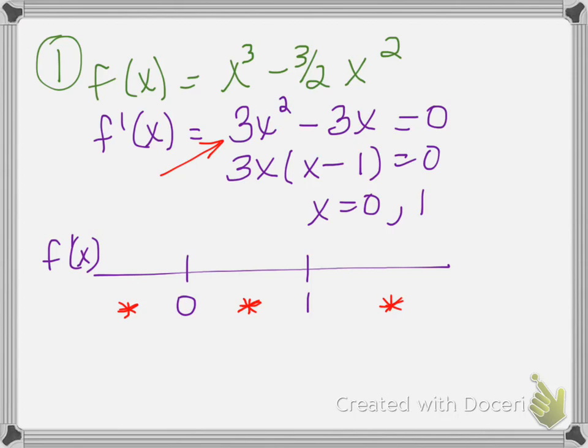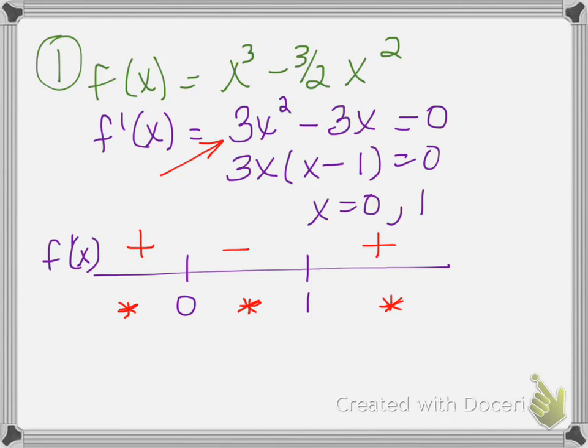So if I pick negative 1, 3 times negative 1 squared is positive 3. Minus 3 times negative 1 is another positive, so we would have positive right there. And any value you pick in that interval will always come up the same unless you've chosen the wrong critical points. So then let's say I pick maybe a half between 0 and 1. So 3 times a half squared would be 3/4 minus 3 times a half. Well, that comes out to be negative, so I'm going to put a negative here. And then pick something bigger than 1. I usually just pick a really big number. Plug it in for x, you will get positive there.